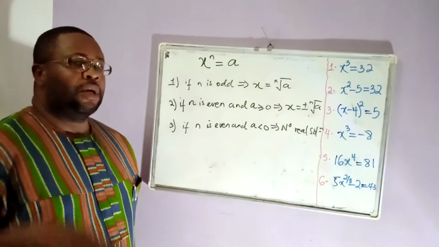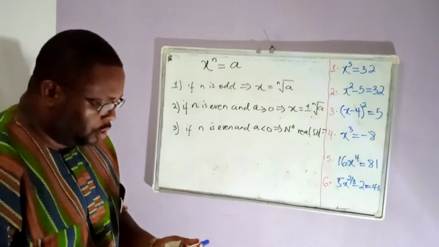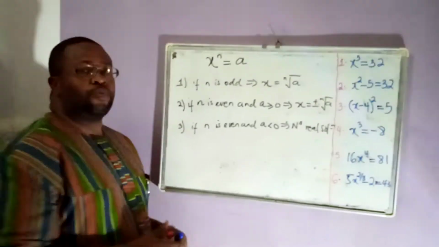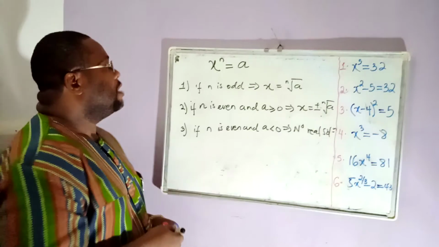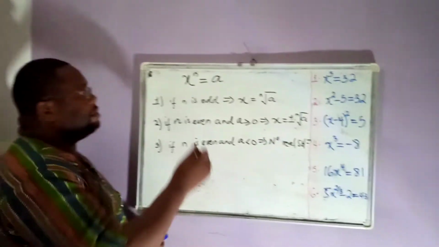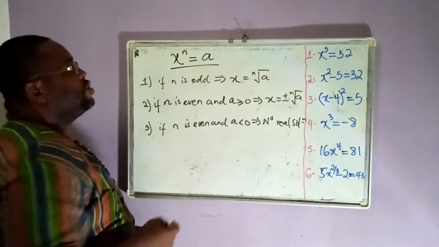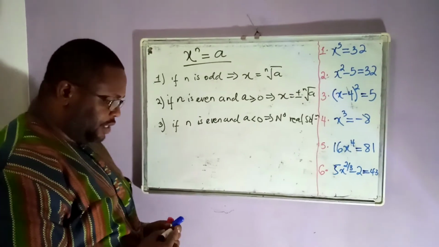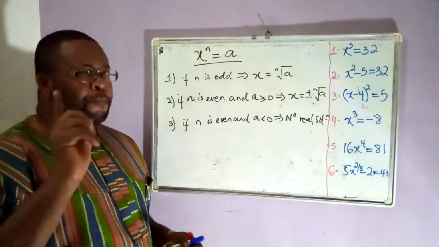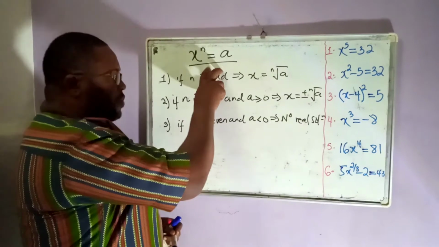I'm Dr. CPN. Now I want us to talk about something in mathematics we call the radical. When you have an equation that looks like this, x to the power n is equal to a, what are the possible solutions to this equation?